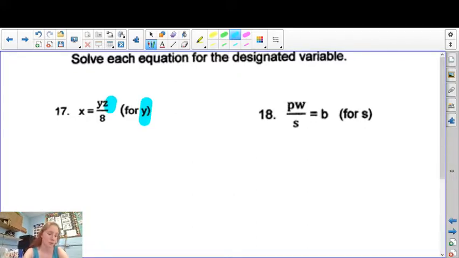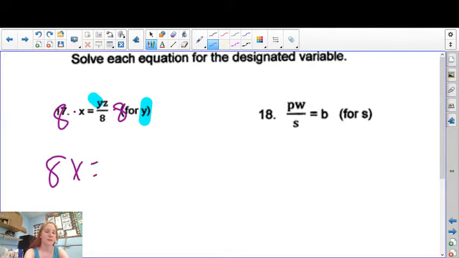So I want to solve for y. I need to get y by itself. Right now I have a fraction, and fractions mean division. So to undo division, we simply multiply. So I have 8x is equal to yz. And again, we're going to highlight whatever we're looking for, and we're looking for y. So there he is.